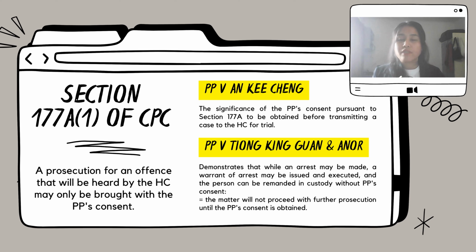According to Section 177A subsection 1 of the CPC, a prosecution for an offense that will be heard by the High Court may only be brought with the public prosecutor's approval. In this regard, Her Ladyship Sahara Ibrahim's explanation in the case of PP versus Anki Chain on the significance of the public prosecutor's consent pursuant to Section 177A of the CPC to be produced prior to a case being forwarded to the High Court for trial can be seen.